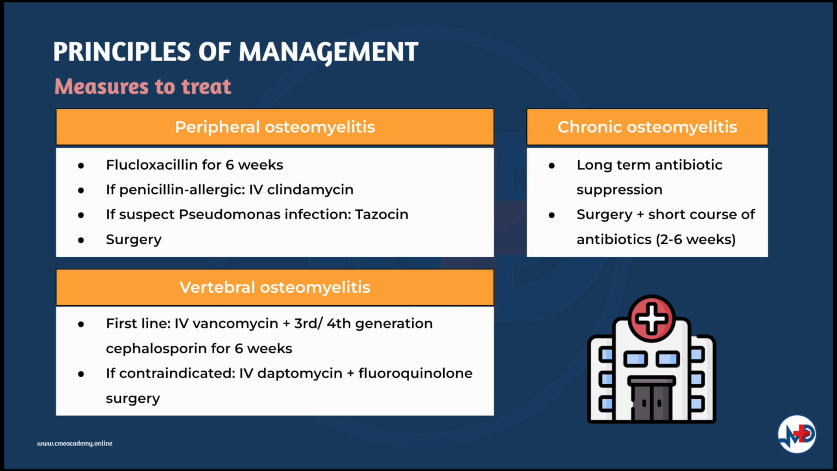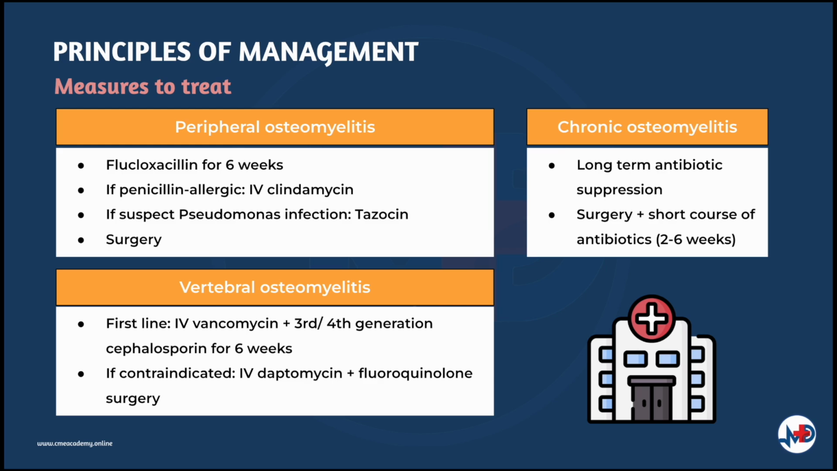The treatment given for patients will depend on the type and the location of osteomyelitis. For peripheral osteomyelitis, flucloxacillin is usually given for 6 weeks, and for patients with penicillin allergy, clindamycin would be a preferred choice of treatment. Tazocin is considered if Pseudomonas infection is suspected. In patients who are experiencing deterioration of the limb or having imaging that is suggestive of progressive bone destruction, surgery would be recommended.